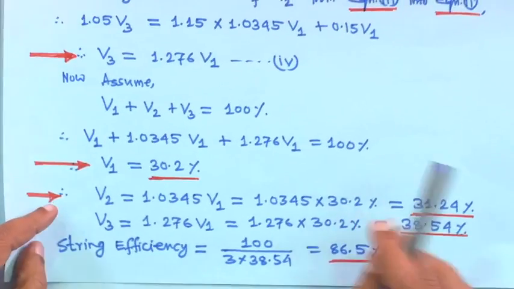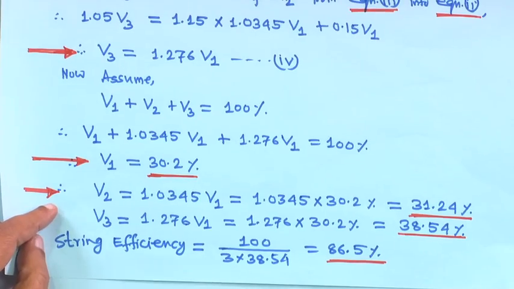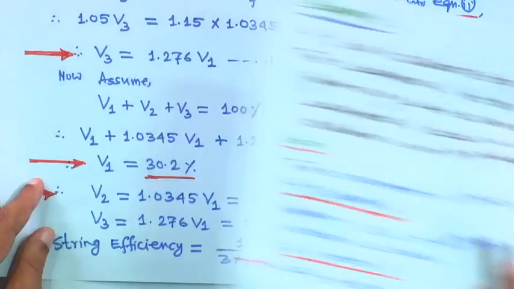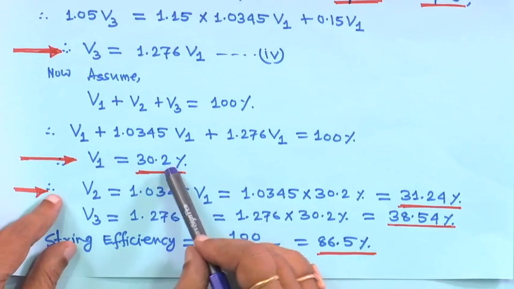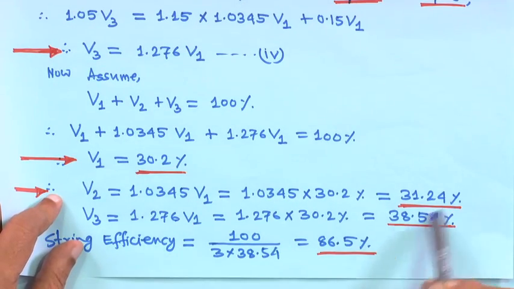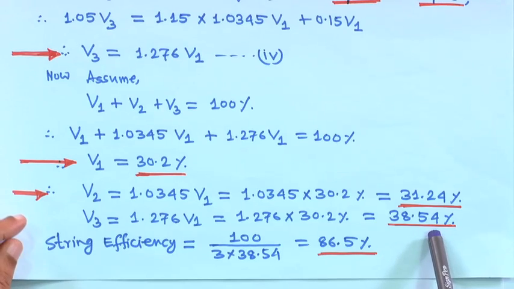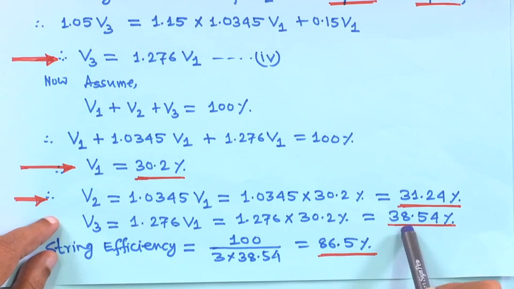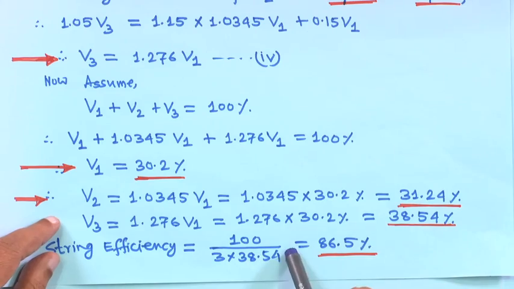Look at one thing, because of this capacitance grading, the voltage percent is 30.2%, 31.24% and 38.5%. They are not equal, but V1 and V2 are very close, and efficiency has increased.